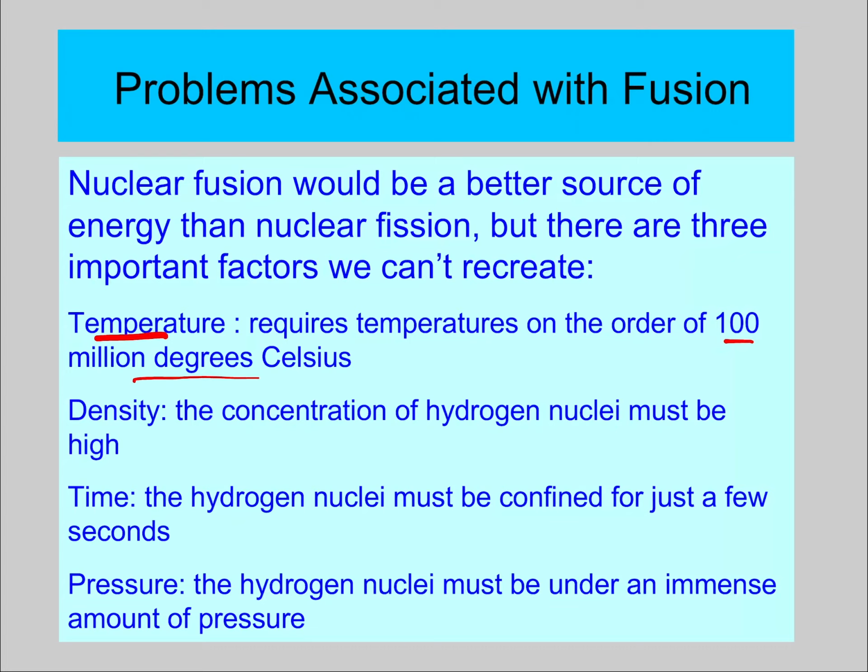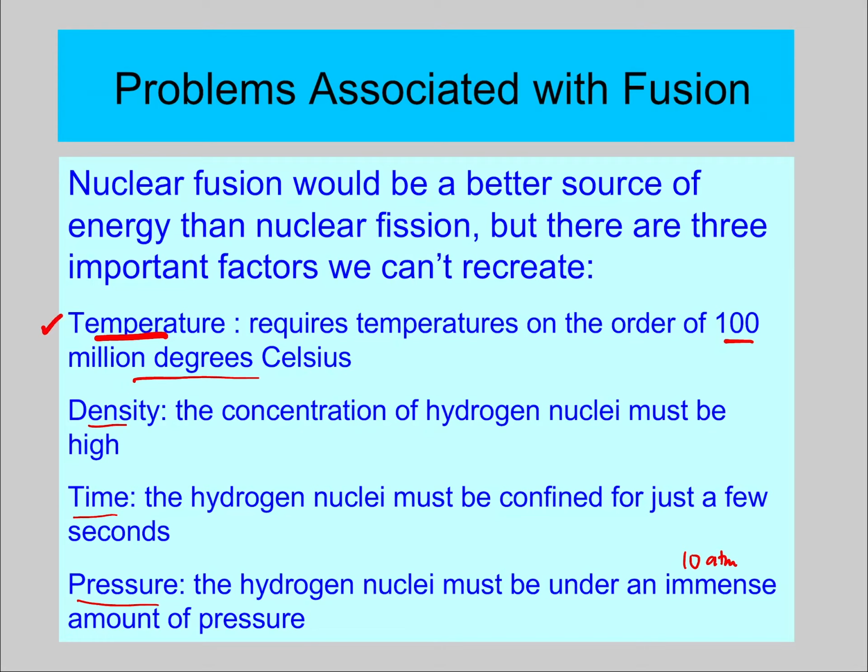The second is the density, which is the concentration of the hydrogen nuclei must be very high. So we have to have a lot of it in a very small area. The third variable that's here is the hydrogen nuclei must be confined for just a few seconds. So that doesn't sound hard. Like it's only a few seconds. Surely we can hold it together. But the amount of pressure that's required to make that happen is immense. Your book quotes it to be about 10 atmospheres, which is 10 times the pressure of our atmosphere, which is about 1. And that's a lot of pressure. It's not something that, again, we have a lot of materials that can withstand that type of pressure.